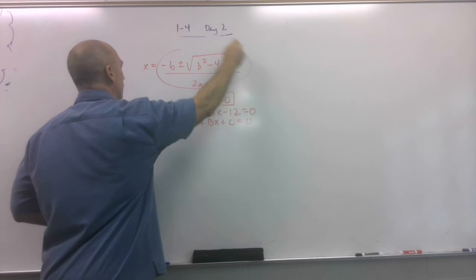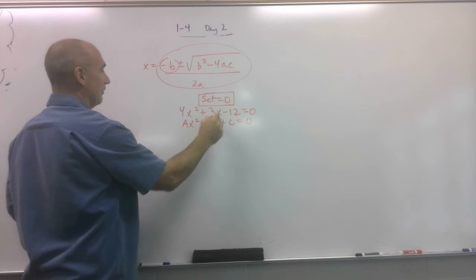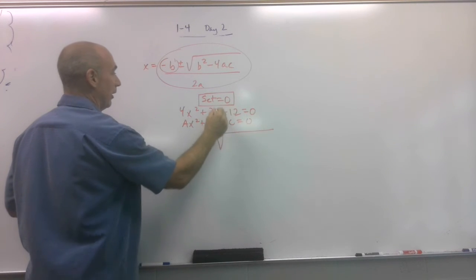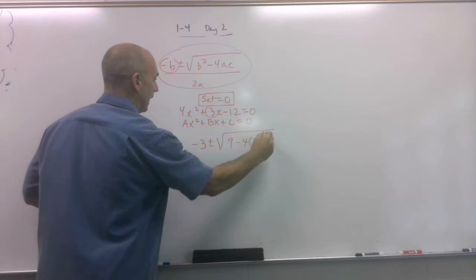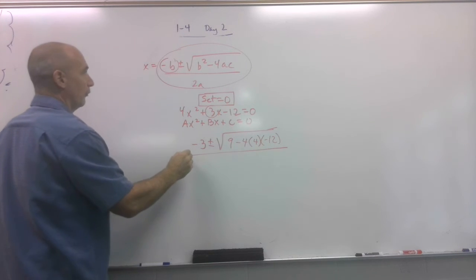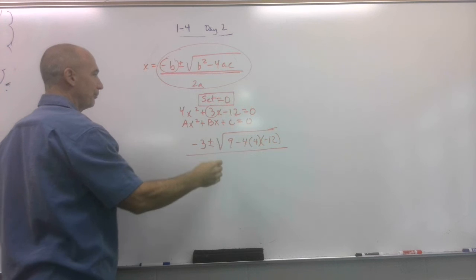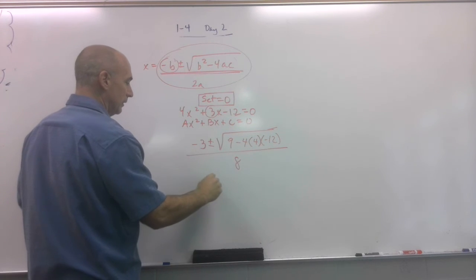This is just plug and chug. This means take the opposite of whatever b is. So that's a +3, so it's -3 plus or minus the square root of b squared. So I'm going to square that, make it 9. -4 times a times c. Be careful of those negatives. All over, remember this goes all the way underneath all of this stuff. 2a, which would be 8. Now you just clean it up.